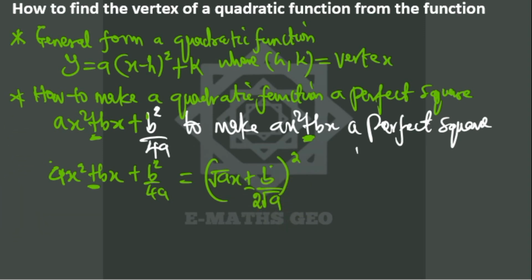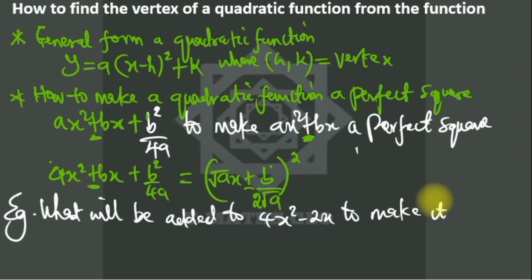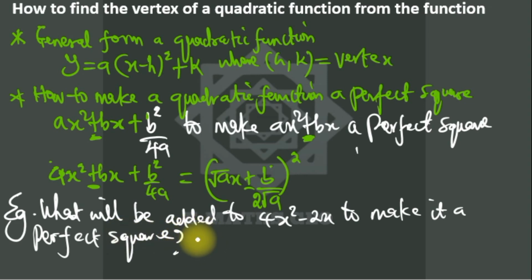So for example, someone asks you what will be added to maybe 4x squared minus 2x to make it a perfect square. The answer: my b here is minus 2, so I'll add minus 2 all squared over 4 times 4.